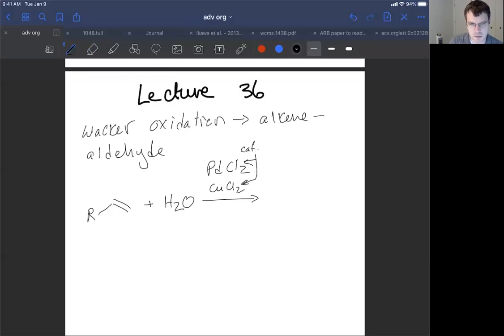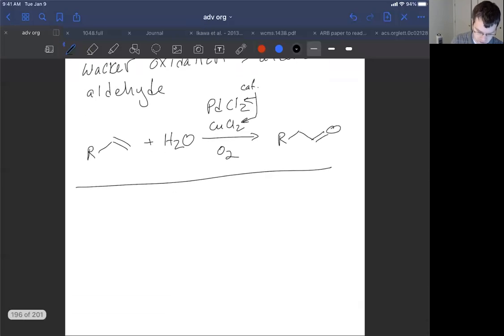Let me just check to make sure. Yep, I've got that right. So then we're going to have oxygen also over the arrow. Okay, so the outcome of this is we're going to convert that alkene into an aldehyde. So this is the Wacker oxidation process. It's kind of a complicated mechanism, but a pretty cool one.